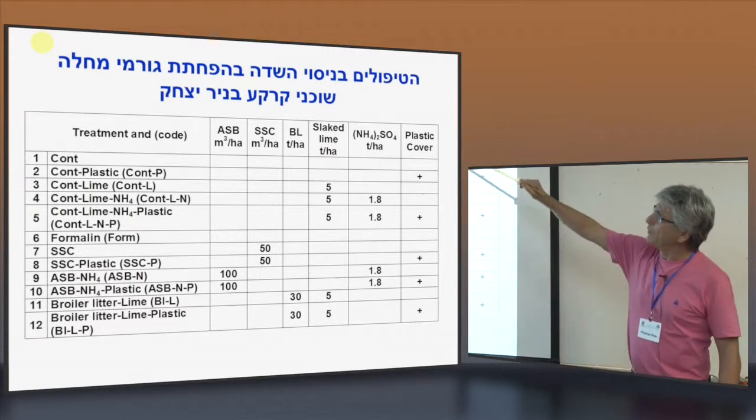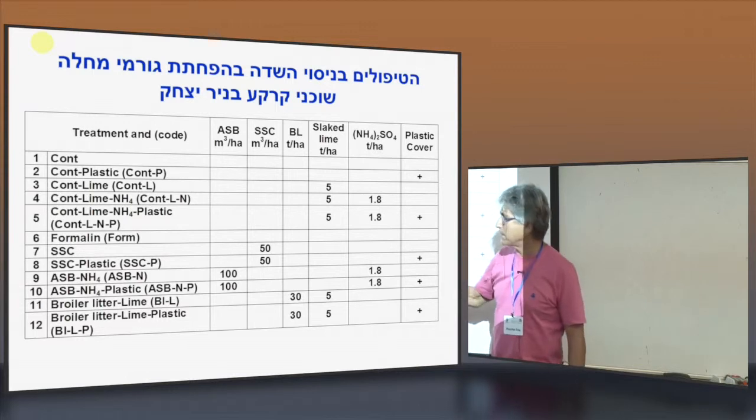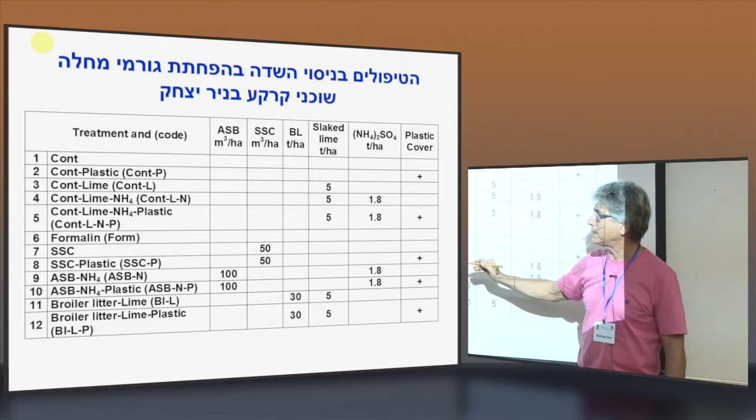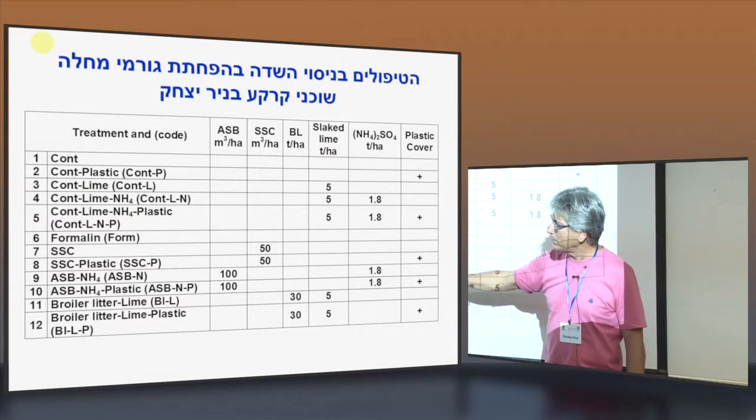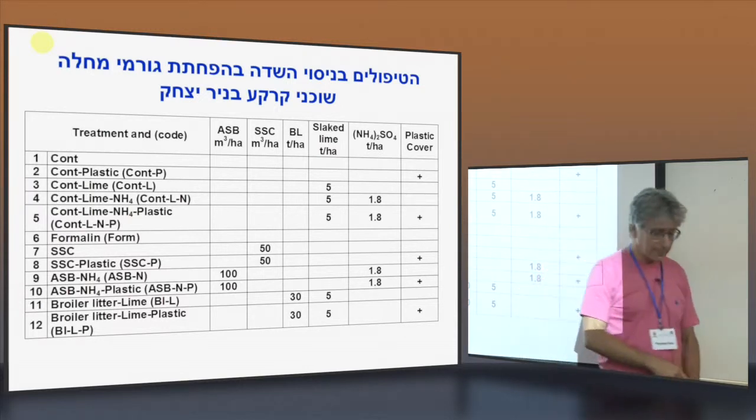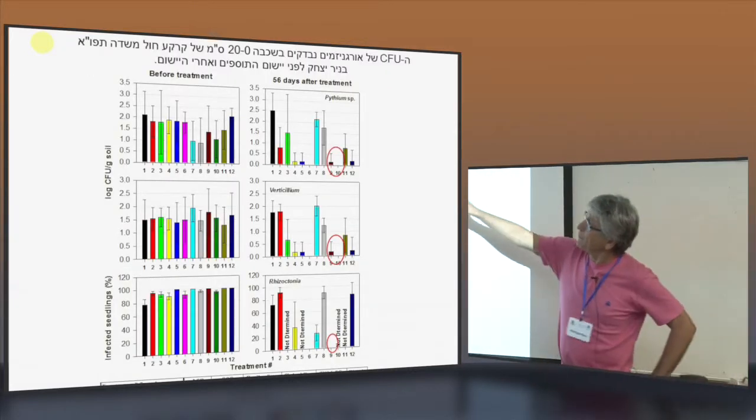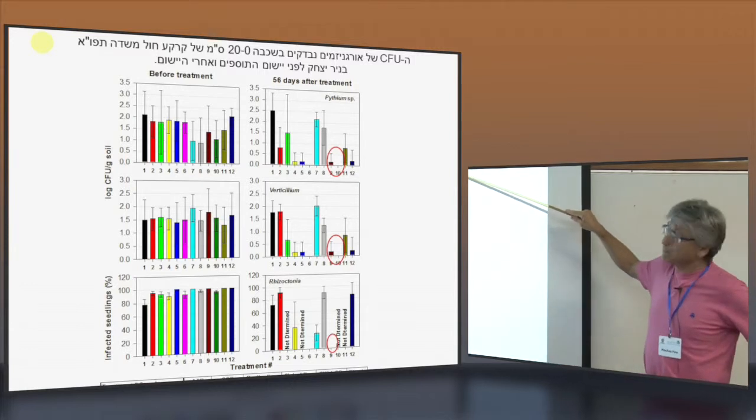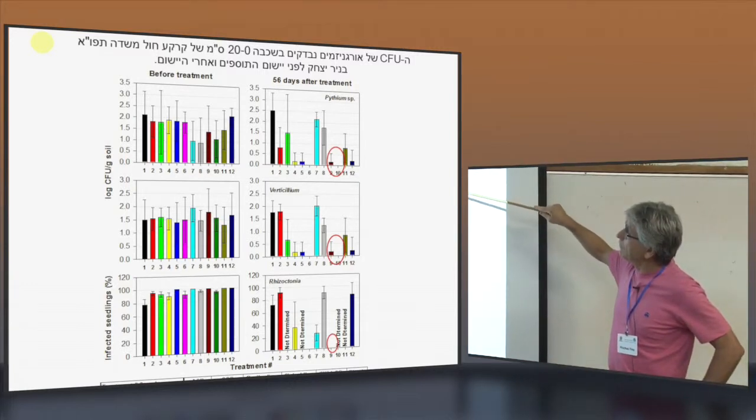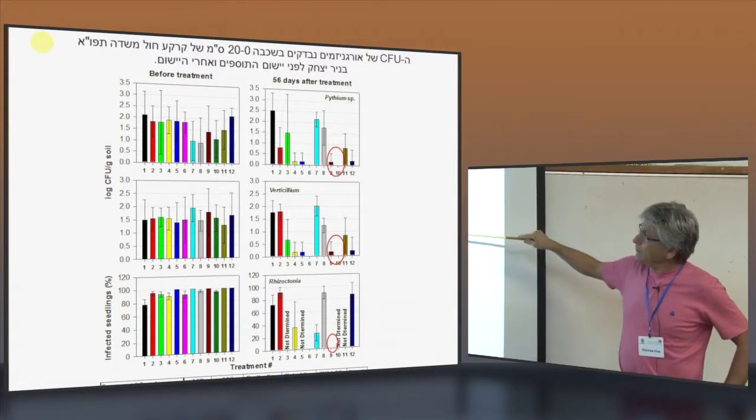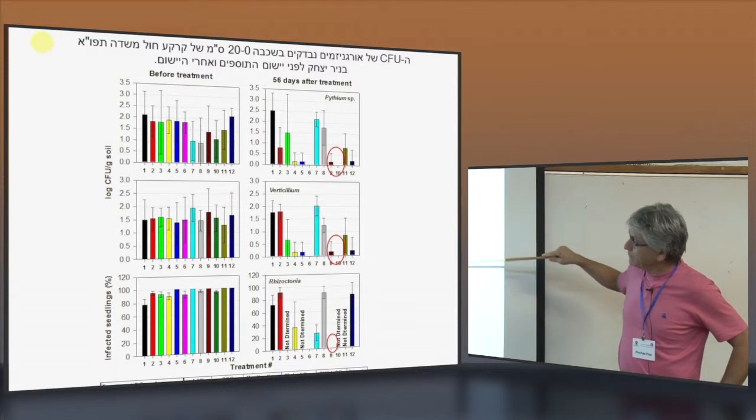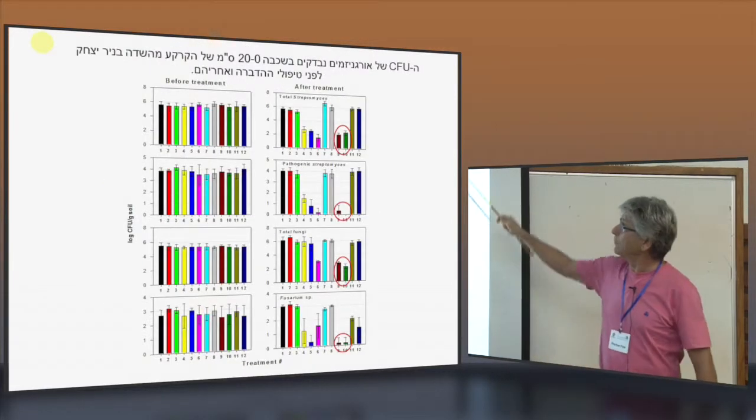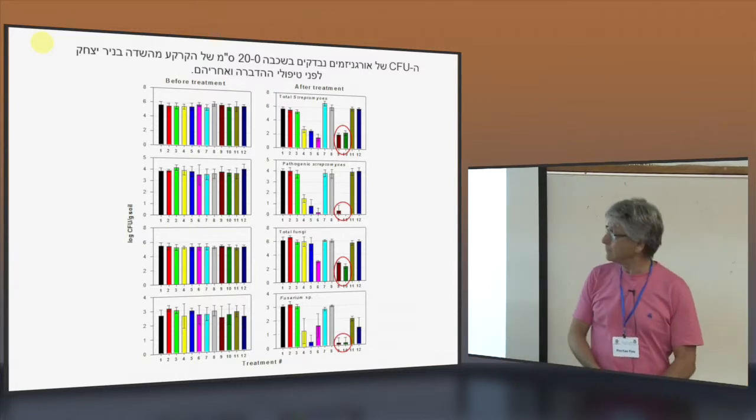We had a huge experiment somewhere in the Negev, 12 treatments. 7 is compost, sewage sludge compost, 8 is sewage sludge compost plus plastic cover, enviro, another enviro without plastic, with plastic. So let's see just these 4. This is before treatment. This is the CFU of Pythium, compost without plastic, with plastic. Enviro, without, with. Verticillium, compost with enviro. Rhizoctonia, compost, enviro. Same for Streptomyces and so on.